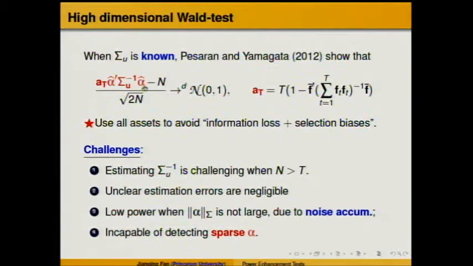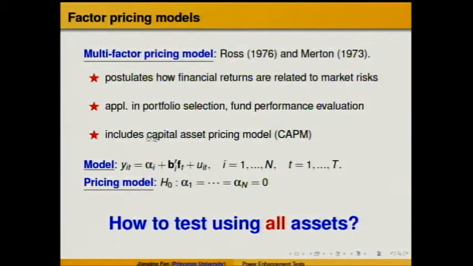So this, you have very low power unless this alpha is very large. And certainly it will be incapable of detecting the sparse alpha, that is, only a few assets have extra alphas, and most assets have no alpha. So these are the challenges to these problems.